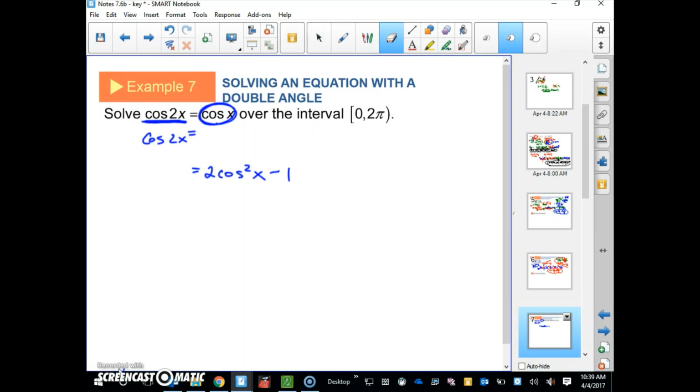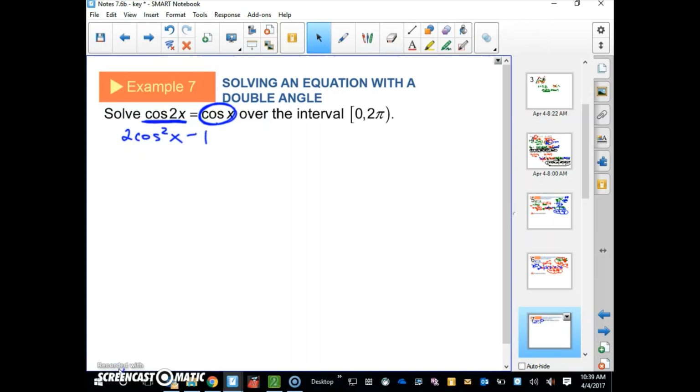We know that cosine 2x equals 2 cosine squared x minus 1. And we're going to do a substitution there. So let's plug this in place of cosine 2x there. Just doing that substitution and bringing this part down, I'd have 2 cosine squared x minus 1 equals cosine x. Which is good for us, I suppose.